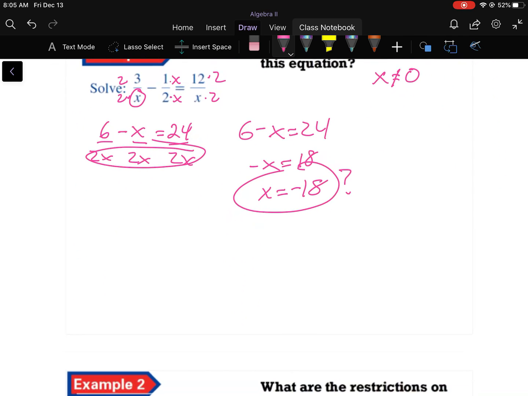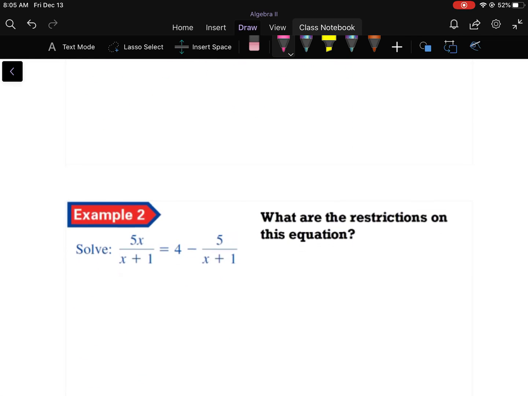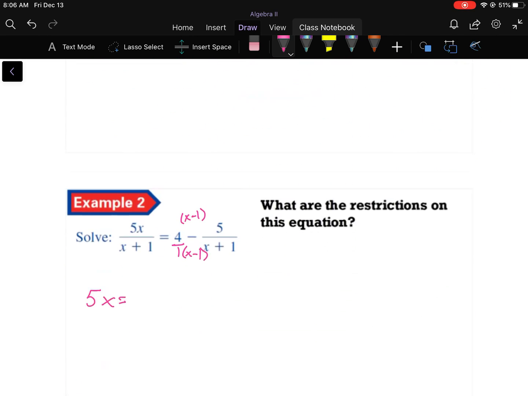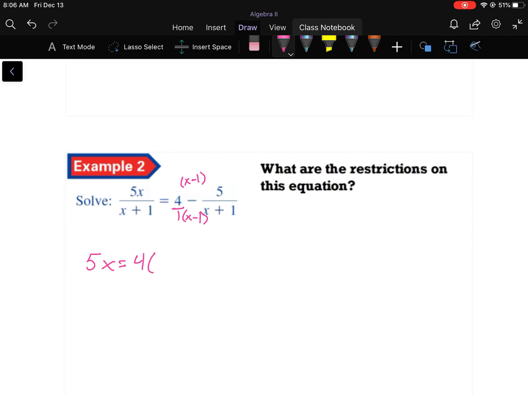Okay, let's try that again. Again, I'm trying to find a common denominator. Looks like it is x plus 1. Make that a fraction. Now, the only one that doesn't have x plus 1 is this 4. So 5x equals 4 parentheses x minus 1 minus 5. And distribute there. So 5x is equal to 4x minus 9.